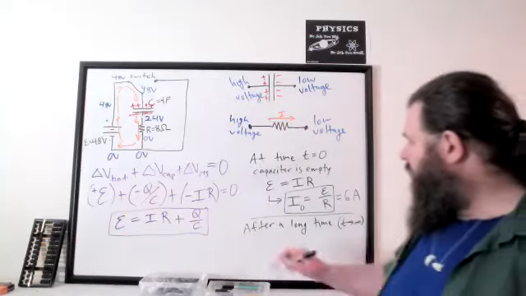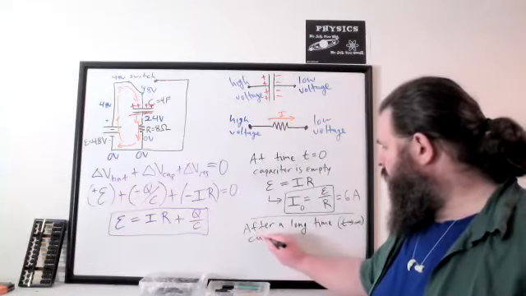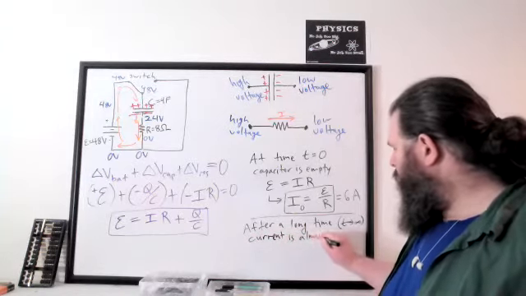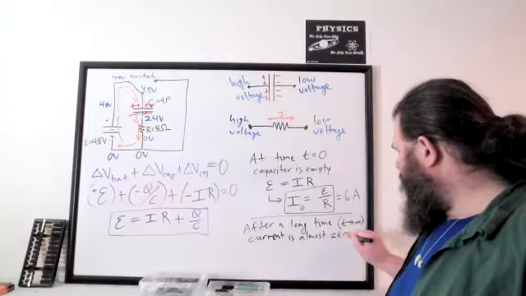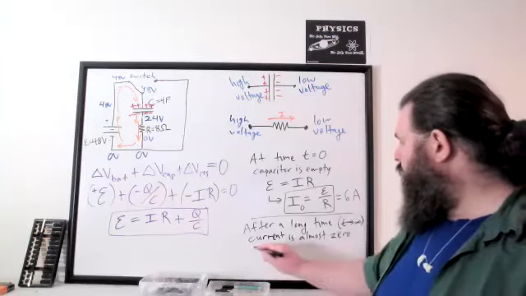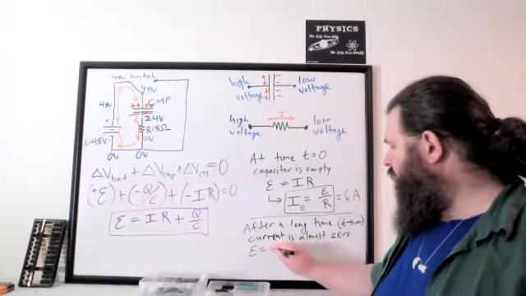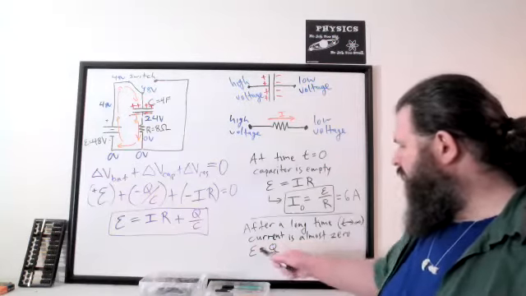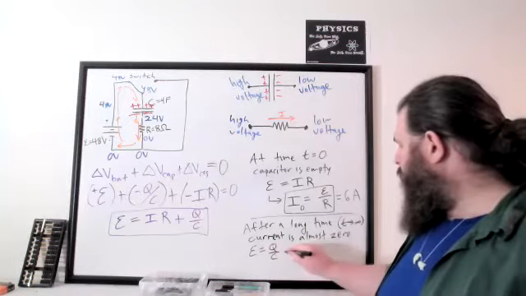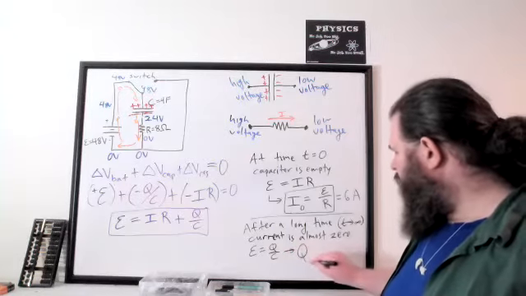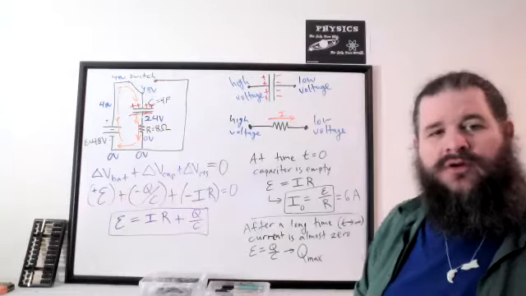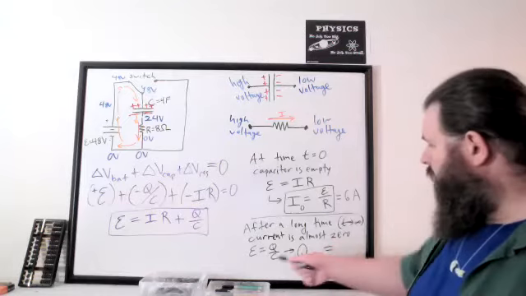So if we assume that current is eventually 0, or at least current is almost 0, mathematically it's going to be an asymptote. It never truly reaches 0, but it gets close enough. Then our new loop rule is epsilon equals Q over C, because all the voltage of the battery goes into storing charge in the capacitor. And then we can solve for charge. We usually call this Q max or Q final because it's the maximum charge it stores after a long time. Multiply both sides by C.